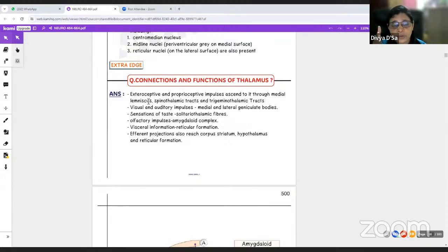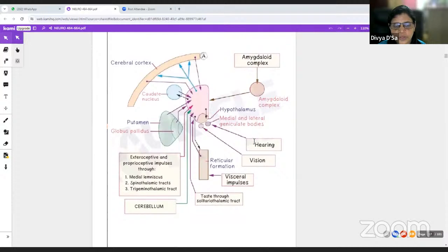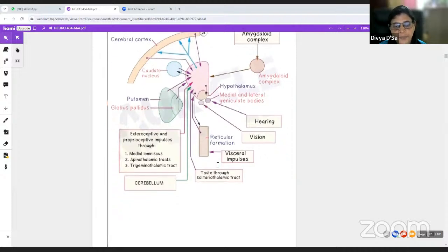And we see them. So visual and auditory impulses go to the medial and lateral geniculate bodies. So they pass through that. Sensations of taste pass through the solitariothalamic tract, from the nucleus solitarius. And olfactory impulses pass through the thalamus to the amygdaloid complex. Visceral information goes to the reticular formation. And efferent projections reach the corpus striatum, hypothalamus, and reticular formation. So you can see the different pathways here, tracts passing through this to reach the different parts of the brain.